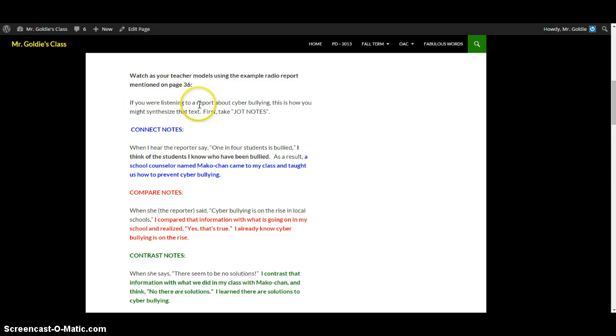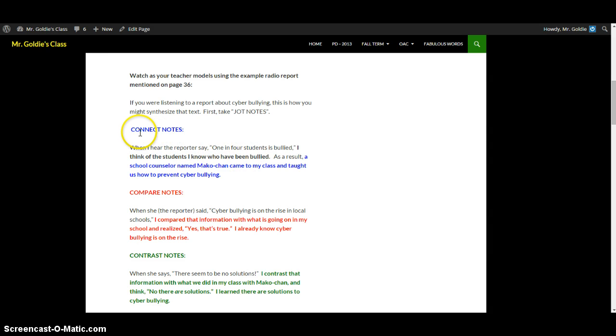Imagine you were listening to a report about cyberbullying. This is how you might synthesize that text. First, as you're listening, take what are called jot notes. Okay? So jot notes are basically just little notes you take off at the side. They don't have to be full sentences. They can just be point form. They can be really messy. They don't have to be straight. They just have to be quick, scratchy notes.